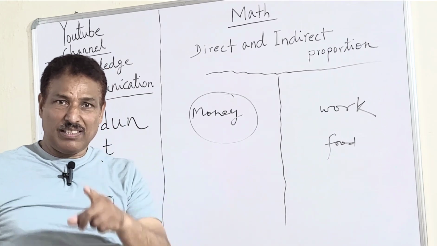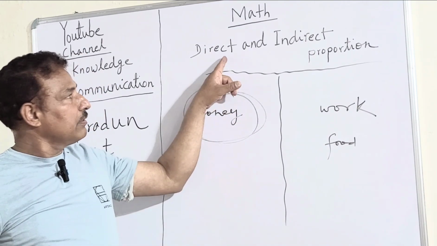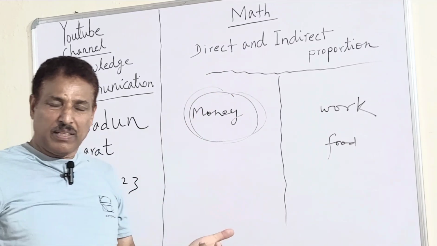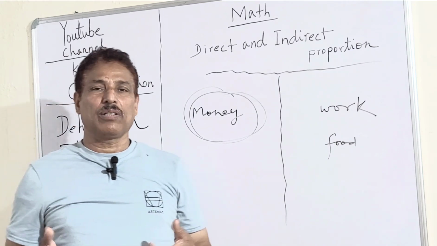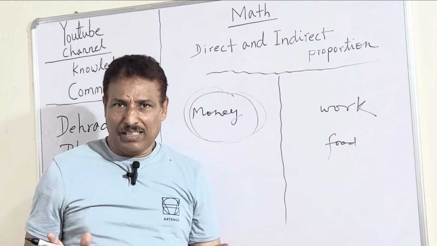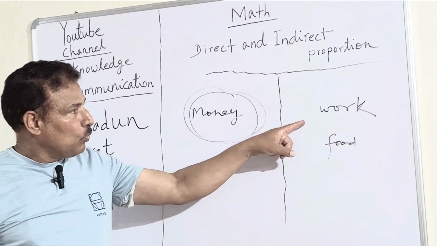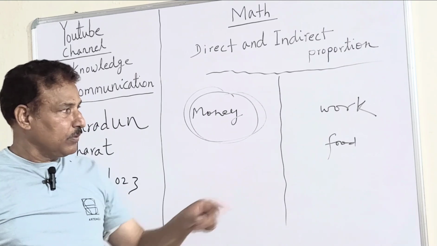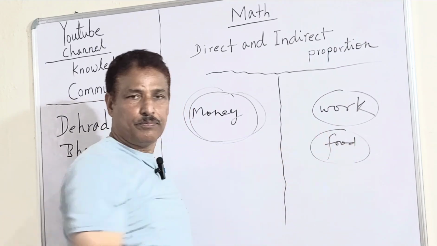So the questions based on money fall under the category of direct relation. More money, more things you can buy. Less money, less things you can buy. So this is direct relation. Now, what is indirect relation? Indirect relation actually comes up when there is a question of work or food.